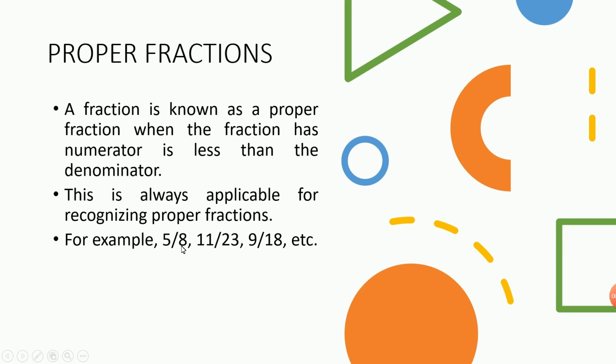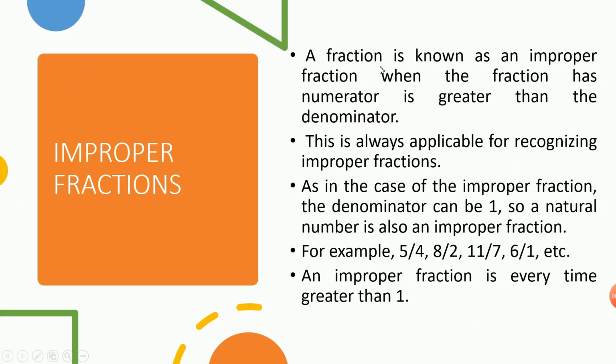So when you see a question randomly, if the numerator, whatever value it is, is less than the denominator, then such fractions could be called proper fractions. Here they have given 5 by 8, 11 by 23, all those things. Then you can easily deduce that an improper fraction is the direct opposite.